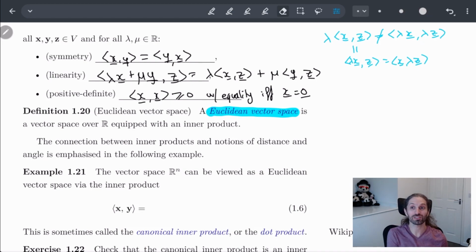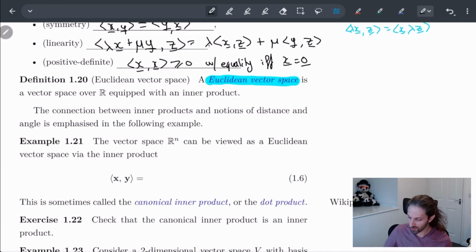Hiya. So in this video, we're going to look at an example, or examples, plural, of inner products for vector spaces. In particular, we're going to look at Euclidean vector spaces. One of the standard ones that we first see, something we've probably seen when we were younger, is what's called the canonical inner product, or the dot product, which is probably what you've heard.